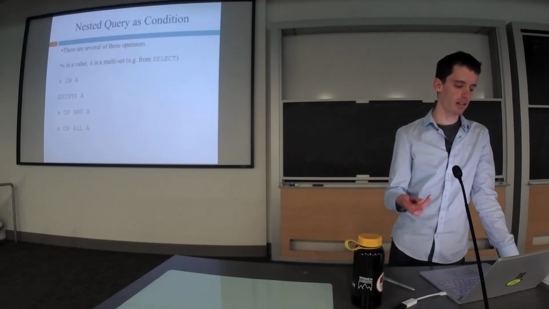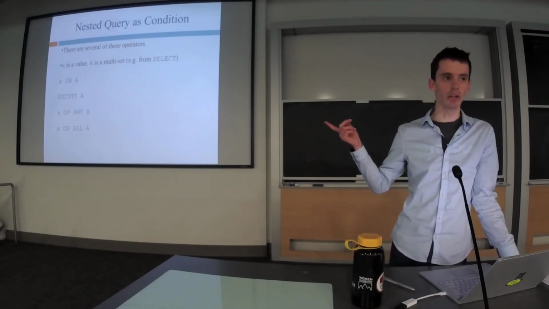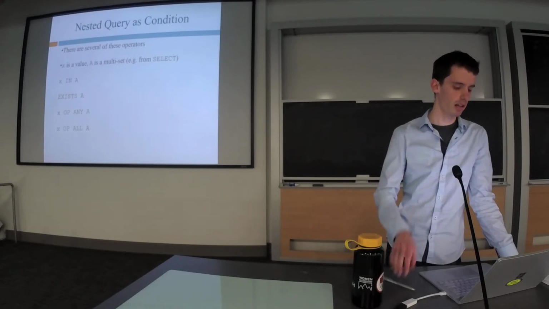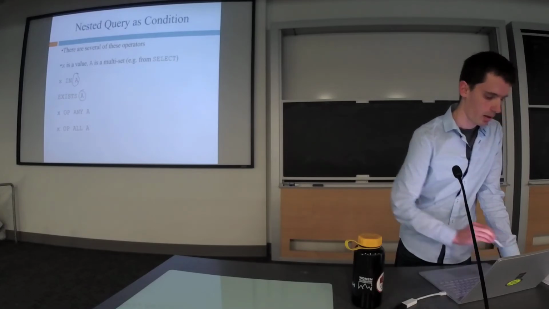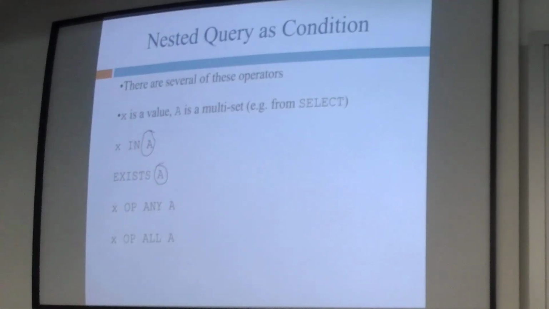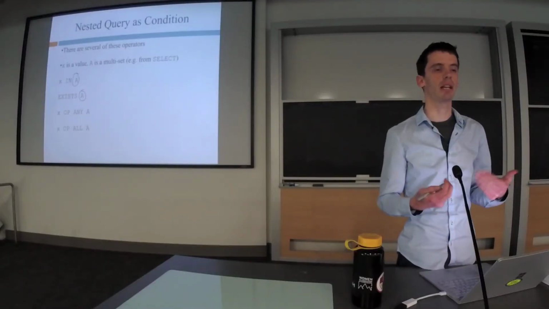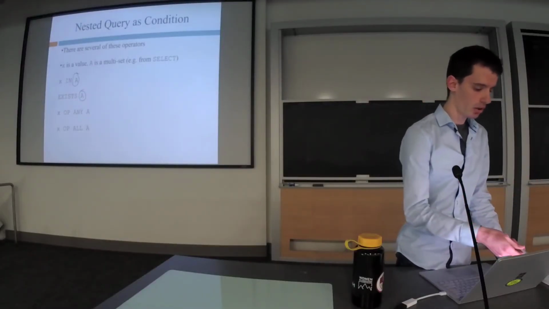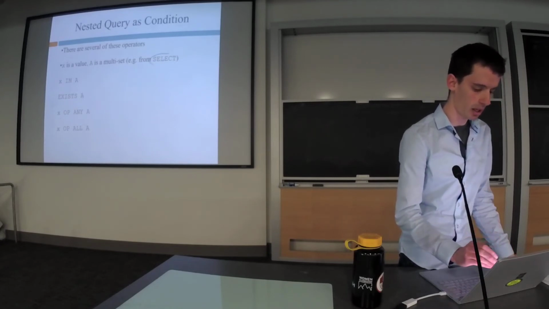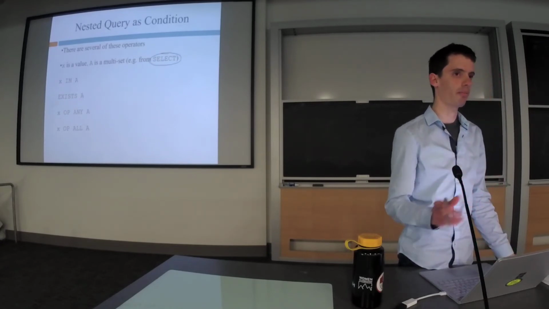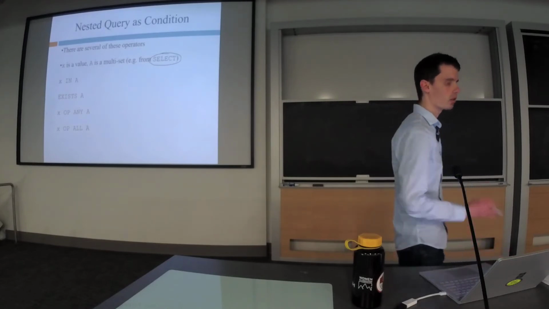The syntax here is x is a value, and A is a multiset. All of these A's that show up here are multisets. Multiset just means it can contain duplicates, because the result of a select can contain duplicates. Usually these A's will be from a nested select. That's just usually how these operators are useful.